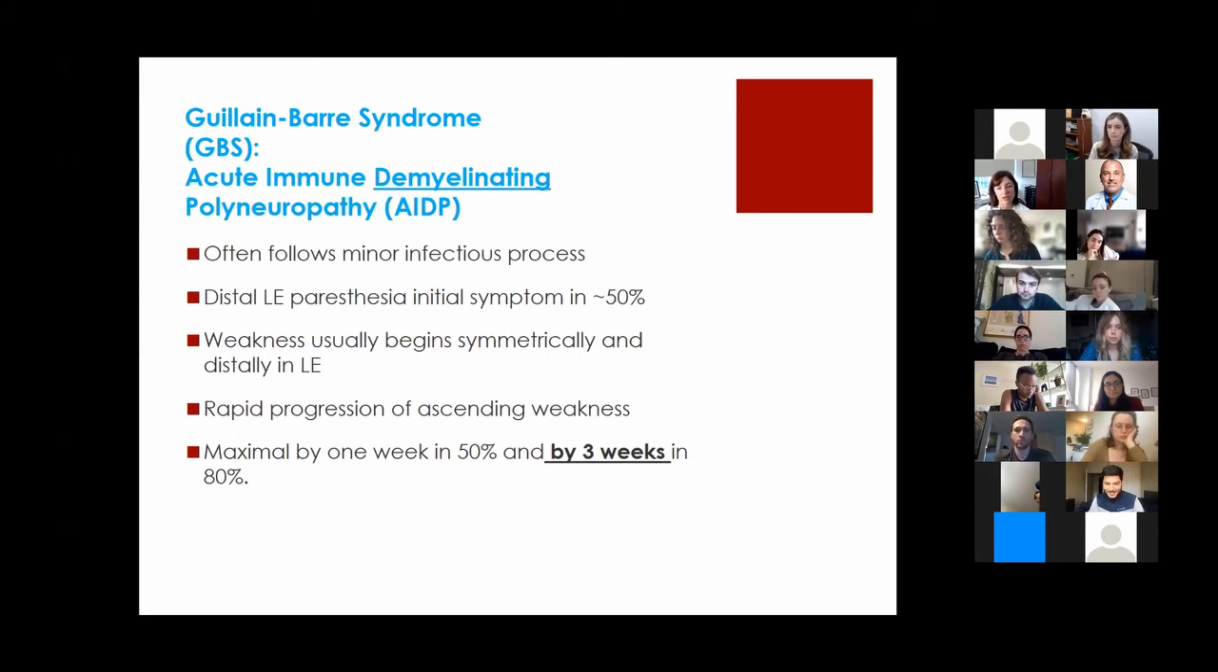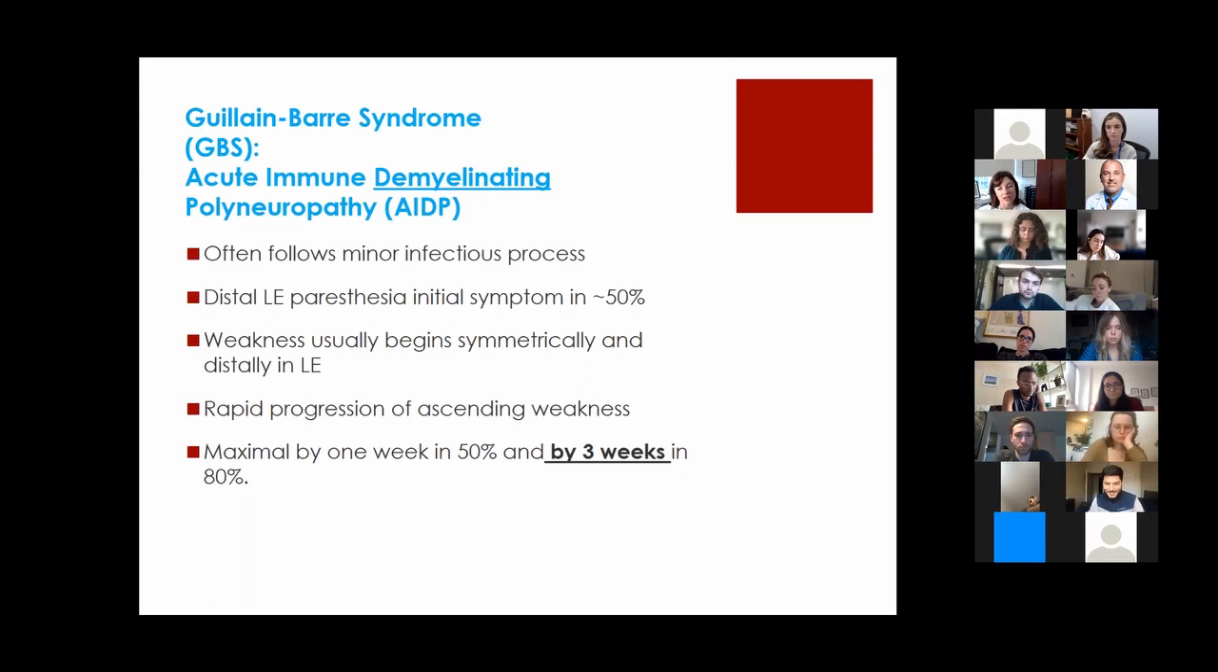And distal lower extremity paresthesias are the initial symptom in about half of patients. Again, this is something that comes out of nowhere and is evolving quickly over days. It's really an acute process, and then followed by weakness, which again usually begins symmetrically and distally. There can be rapid progression and ascending weakness. Some people can have relatively mild courses. Some people can have really substantial weakness in all four extremities.